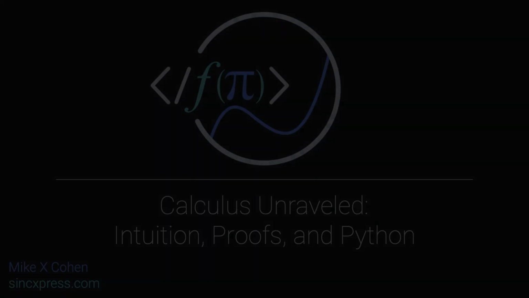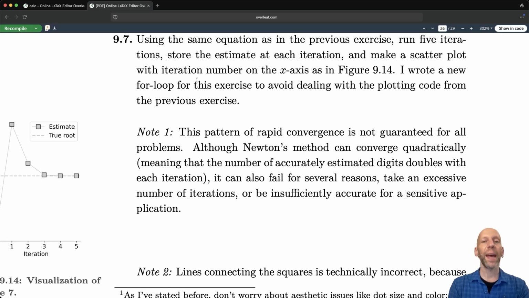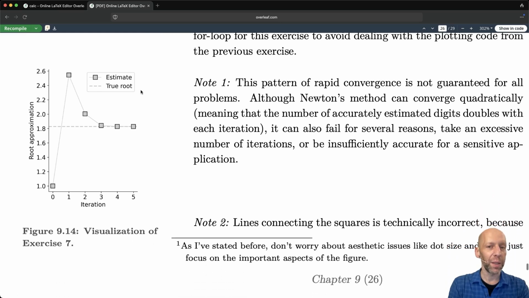Exercise 7 of Chapter 9 is one more exercise on Newton's method for estimating roots. This is basically following up from the previous exercise where we saw this plot of how the approximation of the root of the equation got closer and closer with each iteration. So the idea here is to continue exploring this convergence of Newton's method qualitatively in this demonstrative example by running through a for loop again, running through Newton's method for a couple of iterations, and then making a plot that looks something like this.